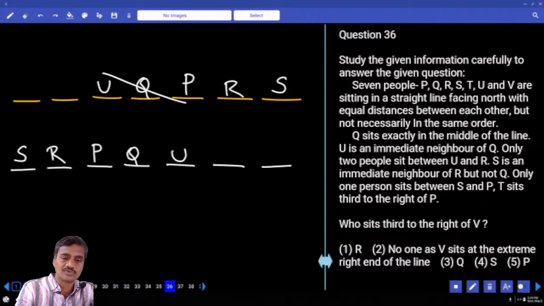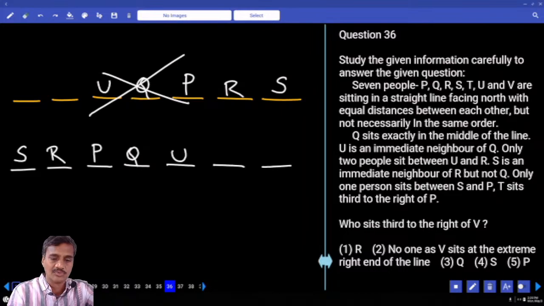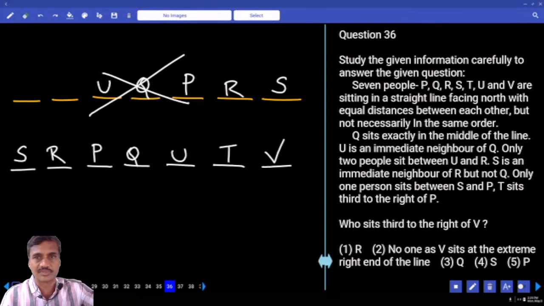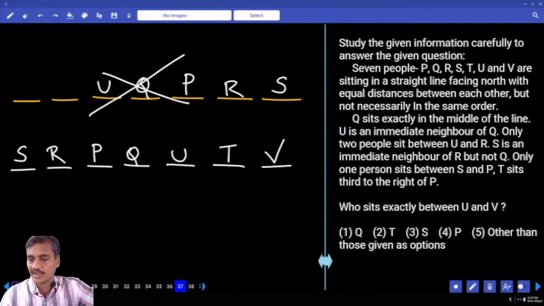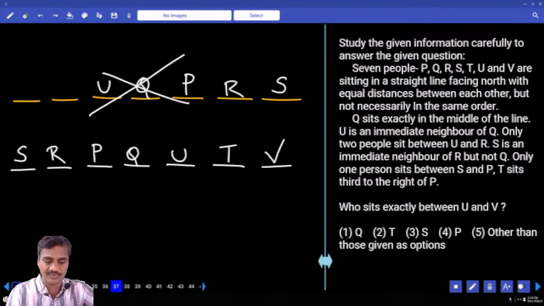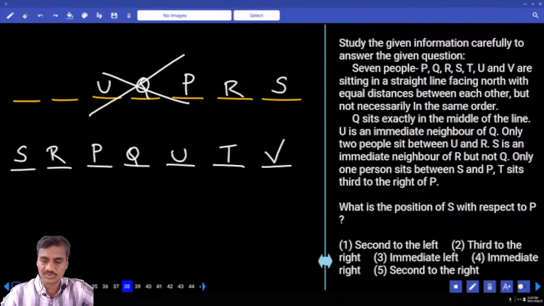Now in this one, to the right of P is not possible. 1, 2, 3, T is here. Now T is here, V is the person left over. Then who sits to the right of V? No one. Choice 2. And who sits exactly between U and V? Tell me who is the person here? T. T, choice 2, 37.